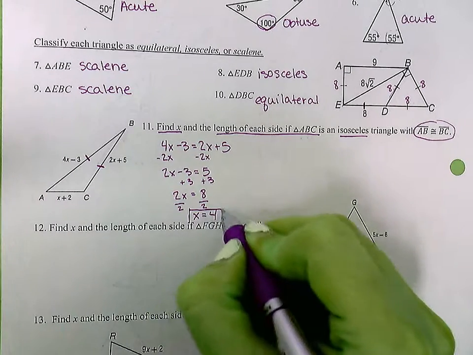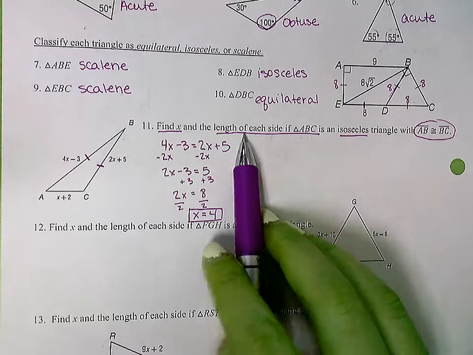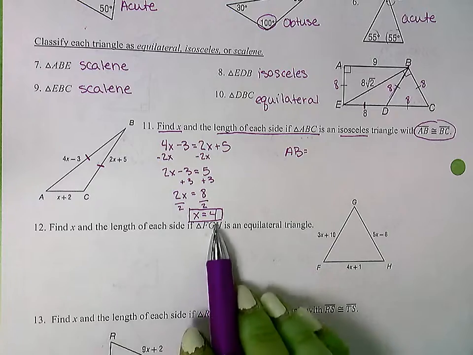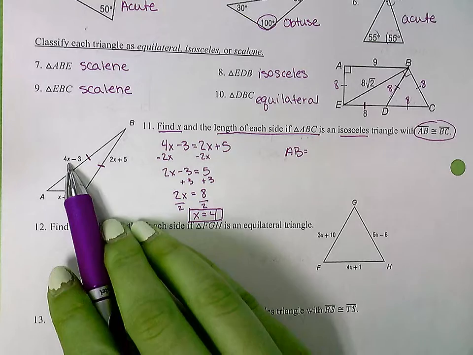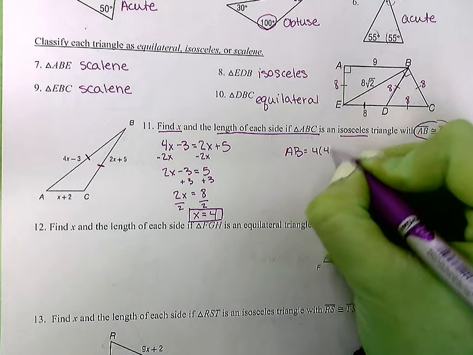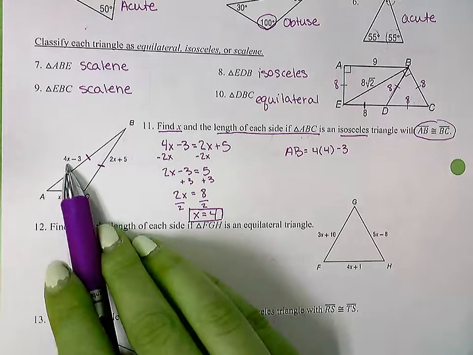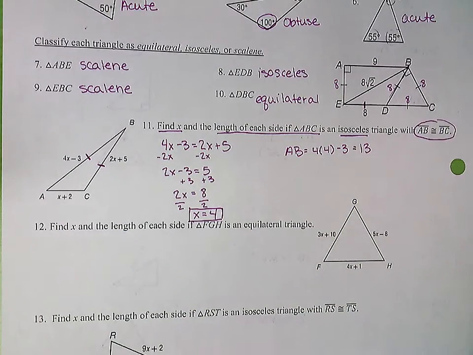Okay, so x is equal to 4. That was one part of my problem. Now I also need to find the length of each side. So I need side AB. To get side AB, I'm going to plug in 4 for x. So I'll have 4 times 4 minus 3. I just plug this 4 in for x over here. It is 13.